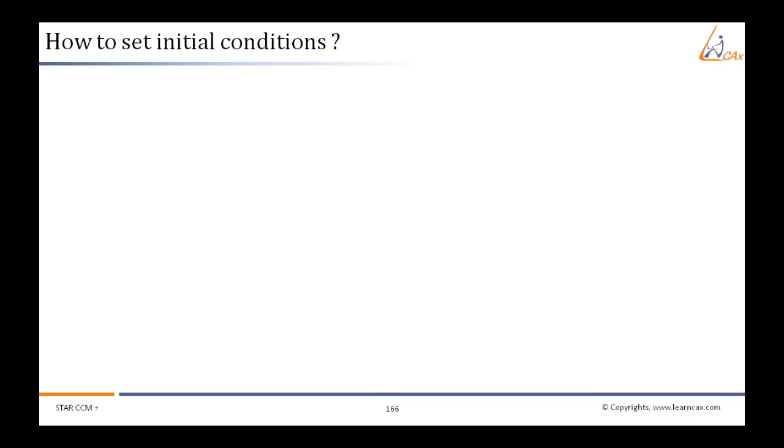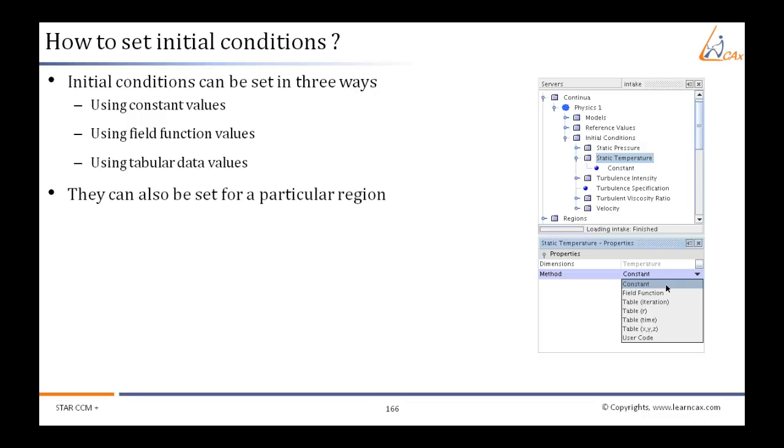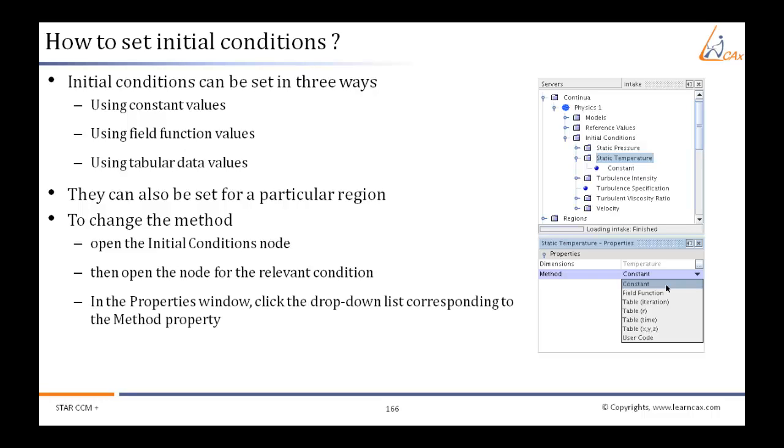Let us see how to set up initial conditions. Initial conditions can be set in three ways: using constant values, using field function values, and using tabular data values. They can also be set for a particular region. To change the method, open the initial conditions node and then open the node for the relevant condition. In the properties window, click the drop-down list corresponding to the method property.